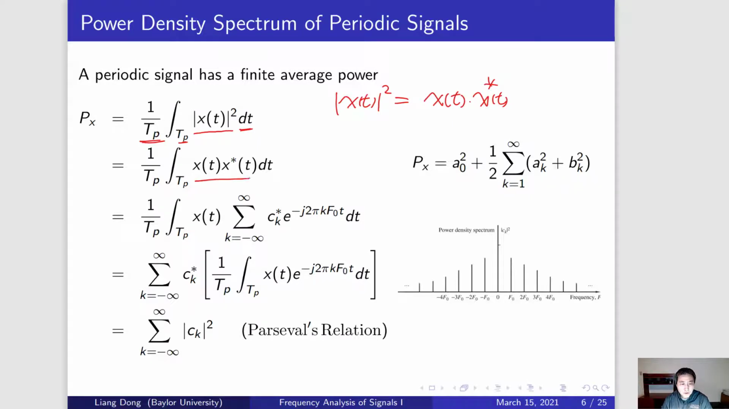Then we use the synthesis equation and apply it to x conjugate. So x conjugate becomes a weighted sum, because it's conjugated. So we have c sub k conjugate times e to the negative j 2 pi k f0 t.